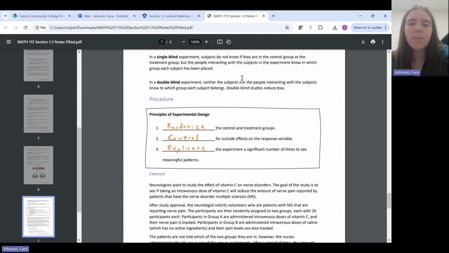So, a single-blind or double-blind experiment. In single-blind experiments, the subjects don't know if they're in the control group or the treatment group, but the people interacting with the subjects do know what group they've been placed in. This is decent, but of course you really don't want anybody to know because you don't want any sort of bias in the study. And then in a double-blind experiment, neither the subjects nor the people interacting with the subjects know to which group each subject belongs. Double-blind studies definitely reduce bias because everybody is pretty much anonymously recording data.